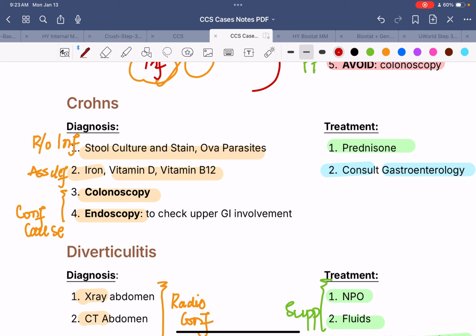And the specific treatment, you know that this is an inflammatory disorder. Therefore, the specific treatment would be prednisolone, and it's possible that you might need to consult gastroenterology or surgery if you need to do surgery, okay?